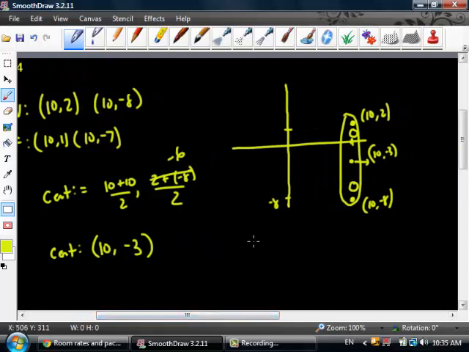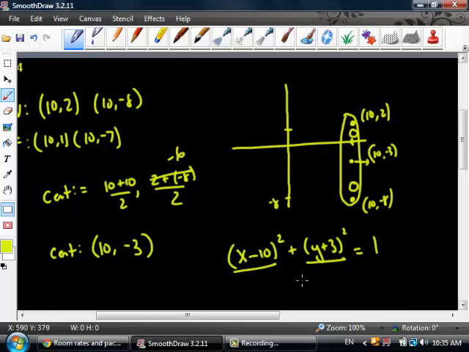Alright, so now I can write out the bulk of this equation here. This is going to be (x minus 10) quantity squared plus (y plus 3) quantity squared equals 1. Can we agree on that? That is the bulk of the equation. Okay, good. The way I find the values that go underneath here is I have to count from the center to an edge. So I'll do that.